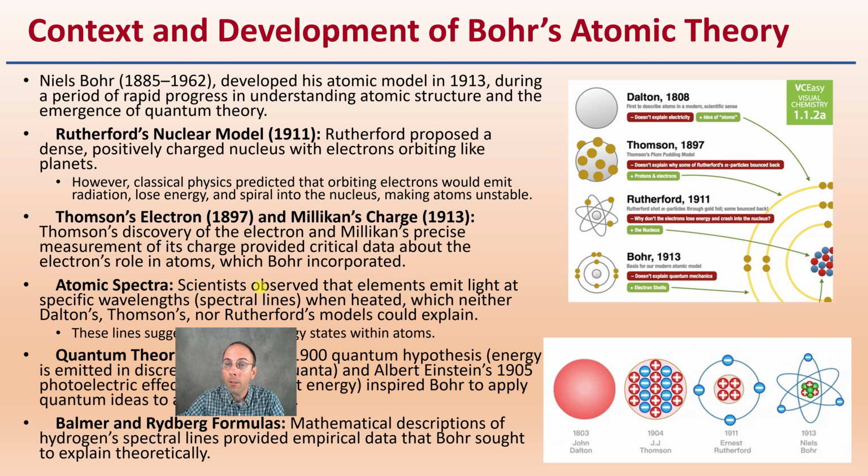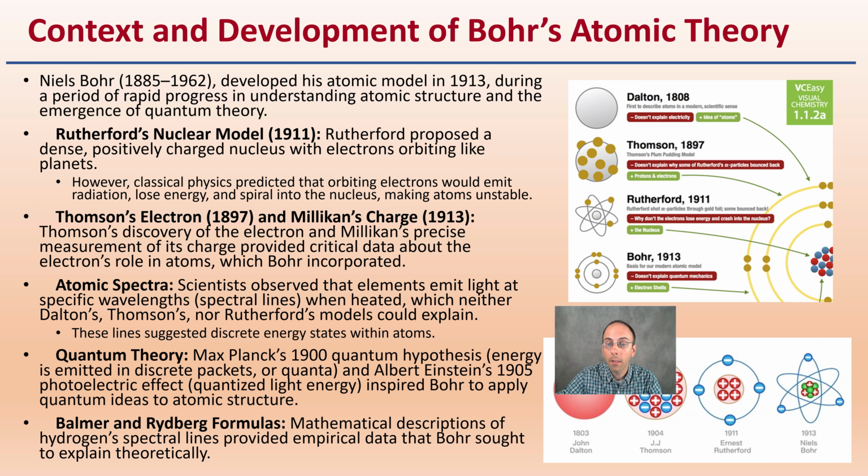Well, first off, as always, it's important to understand the context in which these scientists are living when they're developing their theory. Niels Bohr developed his atomic model around 1913. This is during a period of rapid progression in understanding of atomic structure and the emergence of quantum theory. This built on Rutherford's proposal of a dense positively charged nucleus back in 1911, also Thomson's electron discovery and Millikan's charge discovery, along with the neutron.